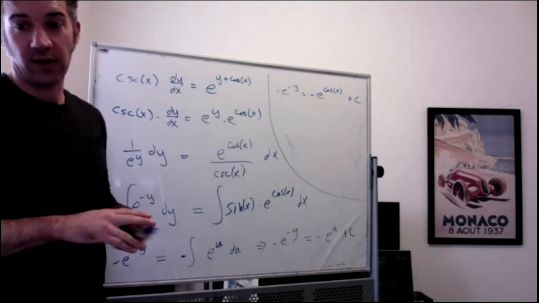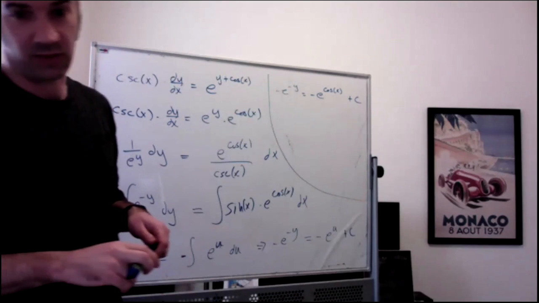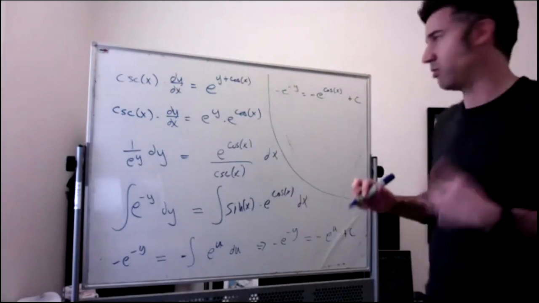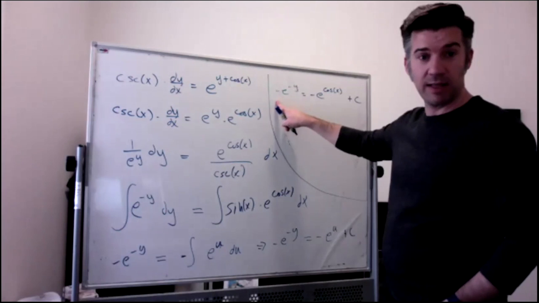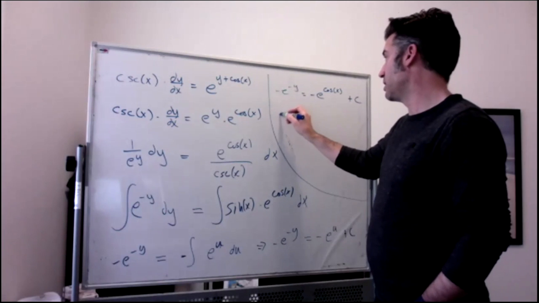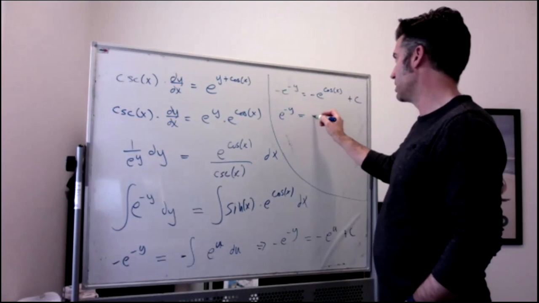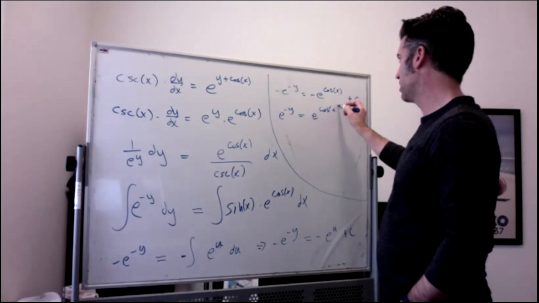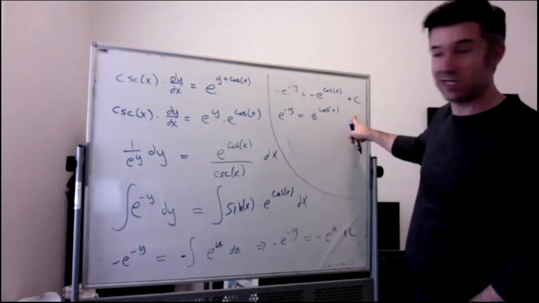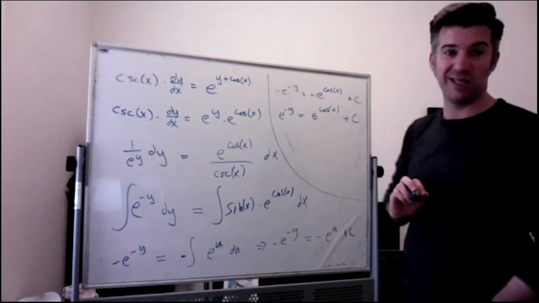I will point out it's not always going to be possible to solve for y. Most of the time it will be though. So I'm going to multiply both sides by negative 1. So I'm going to have e to the negative y equals e to the cosine of x. A constant times a negative 1 is still a constant, so I'm still going to write plus c.